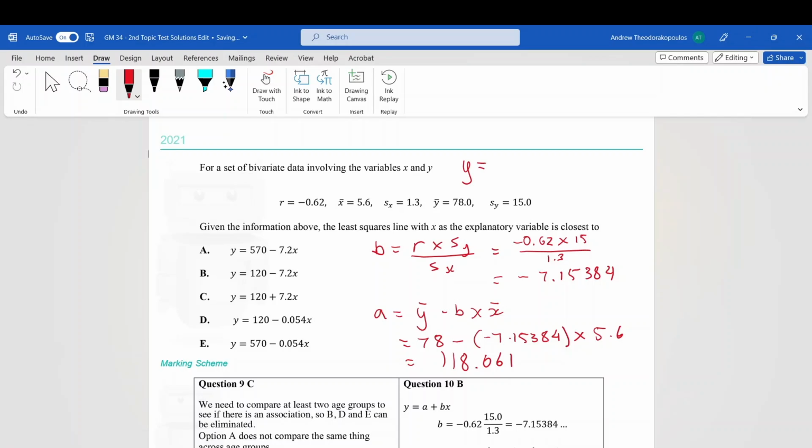So this is what we've got as a whole: y equals 118.061 take away 7.15384 times x. So the closest one to that would most likely be B, this one here.